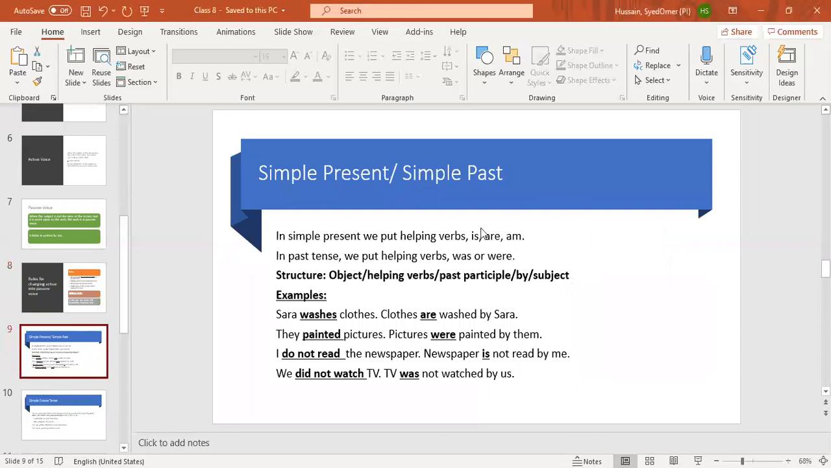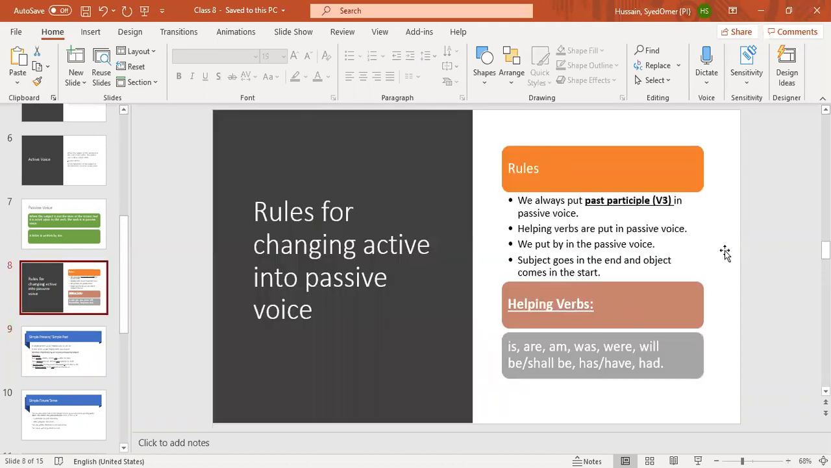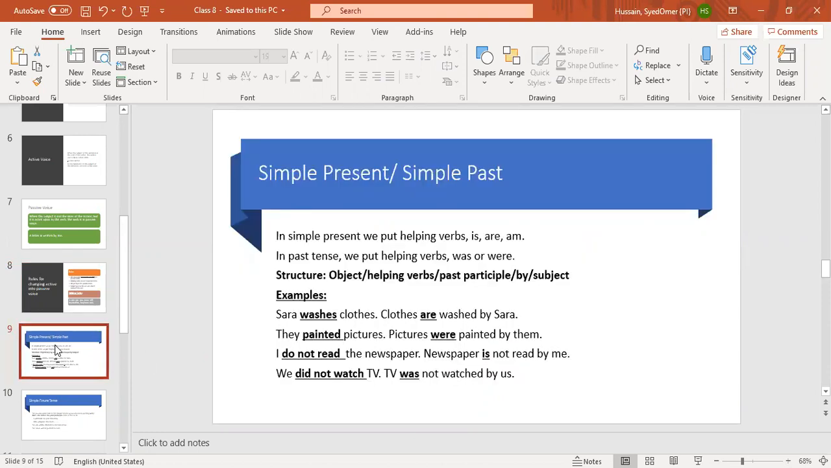Now students, simple present and simple past. As I have told you, all the rules in the passive voice remain the same in all tenses. How do we recognize a tense? Is it in present, or is it in past, or is it in future? With the help of the helping verbs.